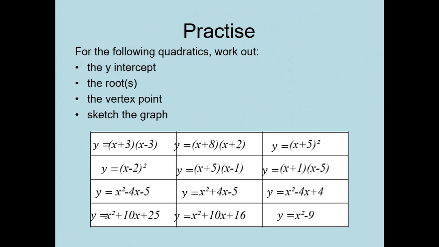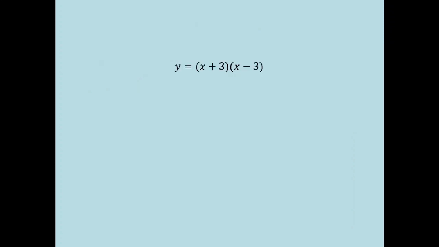Okay, let's get some practice in. Here you've got loads of different quadratics in different formats. Some of them are already factorized. You may want to multiply them out, or you may want to leave them in the factorized form. But what you need to do is work out the y-intercept, the roots, the vertex coordinate, and sketch the graph based on that. Okay, so hit pause if you want to try that on your own, or if you want to see one example, watch me do the first example with you.